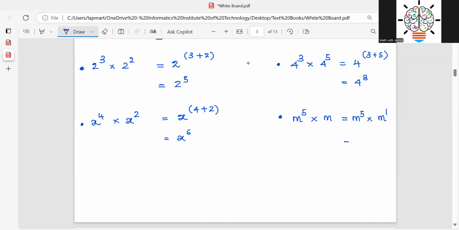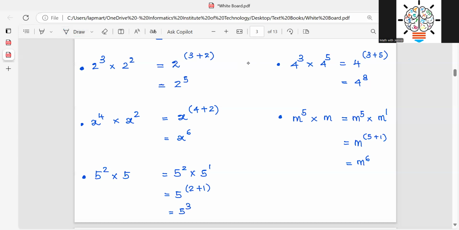So then what you can do, m to the power of, inside the bracket, you can add 5 plus 1. So then the answer is m to the power of 6. Right, so then the next one, if I give you, let's say, 5 to the power of 2 times 5. The same thing you should do. 5 to the power of 2 times 5 to the power of 1. And then we write 5 to the power of 2 plus 1, and then we write the answer 5 to the power of 3.